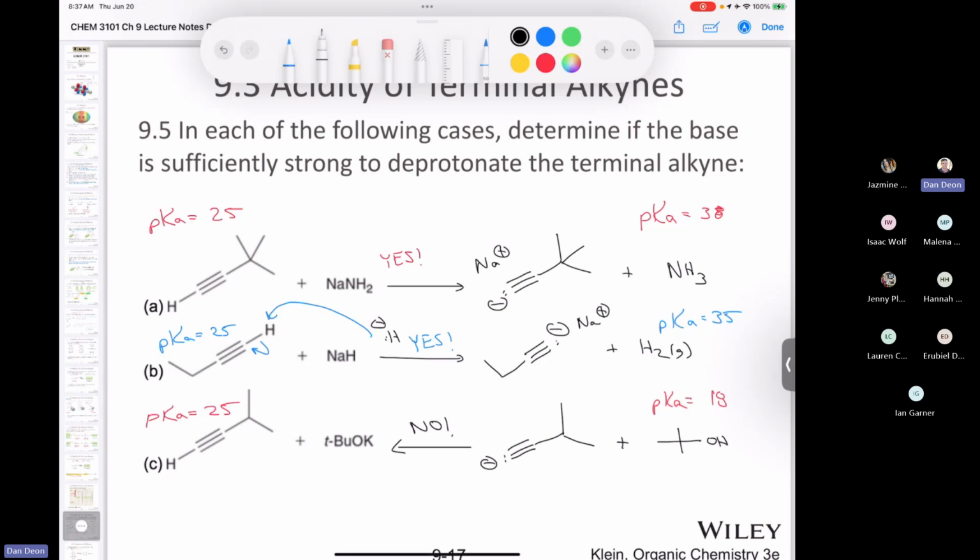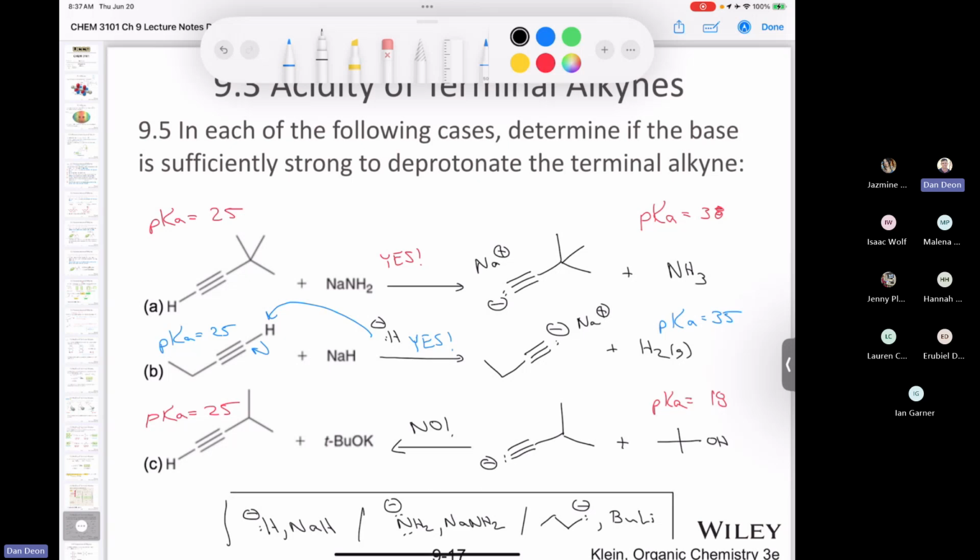So again, what are the appropriate bases? They are the hydride ion, and we get that from sodium hydride, NaH. Then we have the amide ion. So the amide ion is NH2 minus, and we get that from sodium amide. And the last one is the butyl carbanion, which is this here, and we get that from butyl lithium. So we just write BuLi because Li is the spectator ion, or the cation.